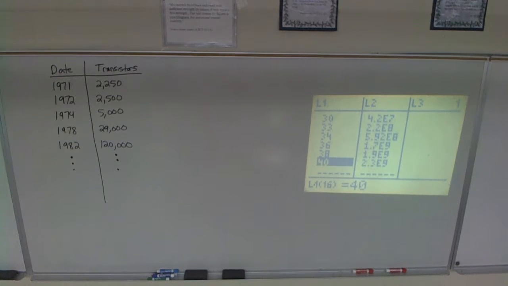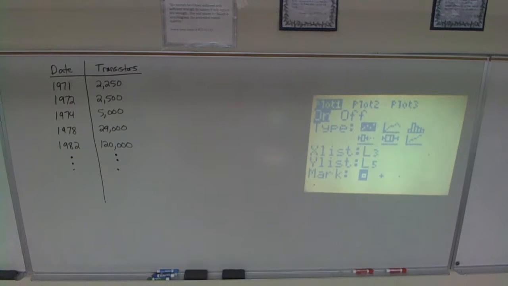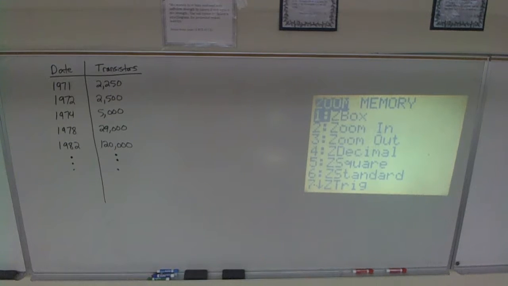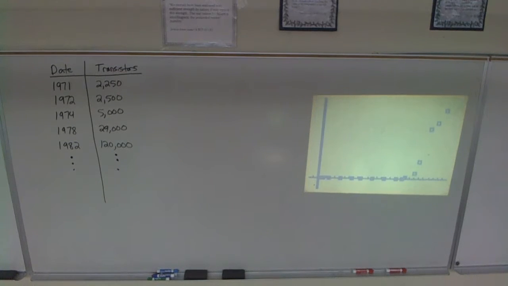Let's scatter plot it. Scatter plot on list 1, list 2. I remembered that my zoom didn't work this time, so zoom 9. That's a different looking kind of plot, right? I don't think we've seen one like that.